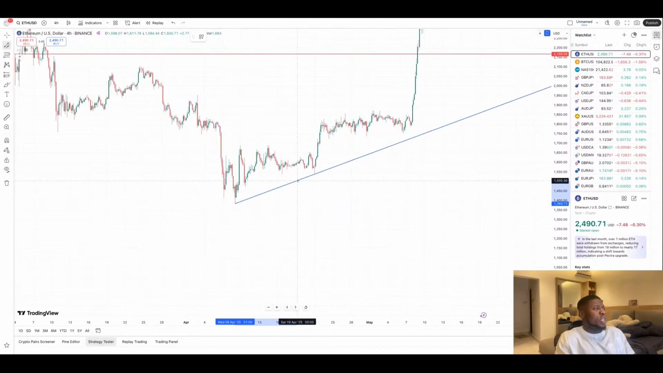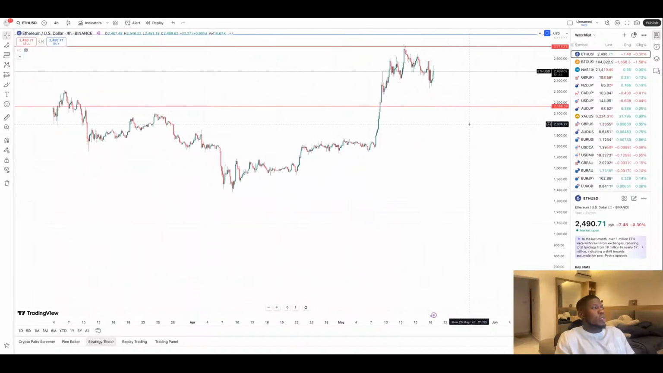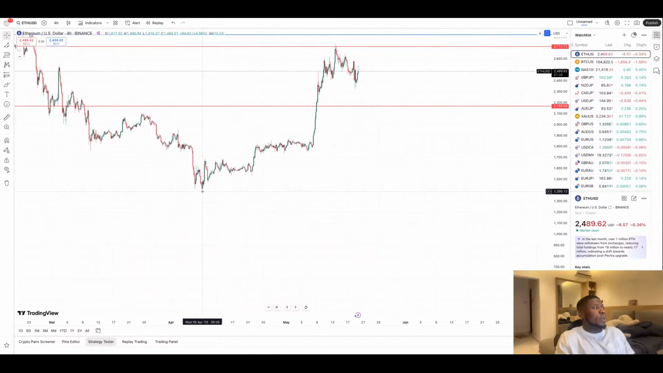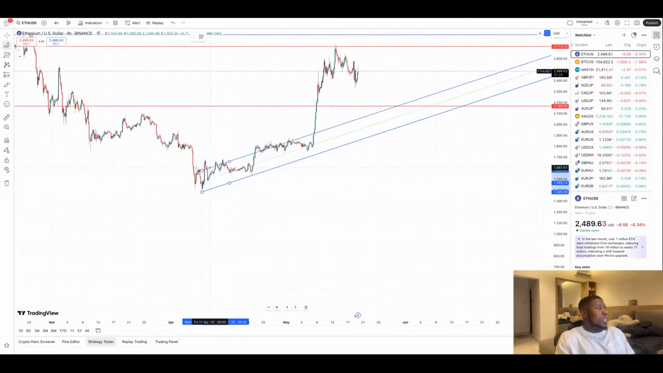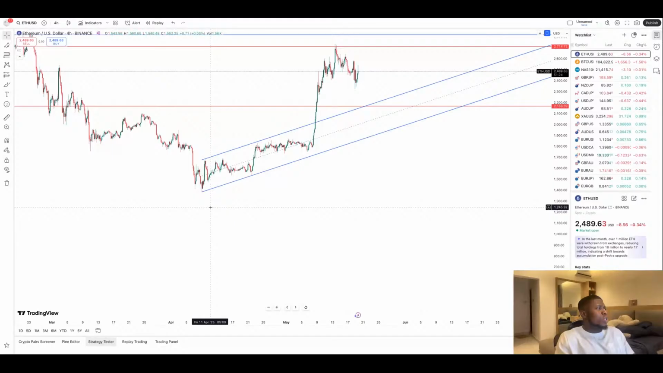So I'm taking my trend. Whenever you're drawing your trend, make sure you zoom out. So I'm drawing my trend from here to here. You connect the last two swing lows and the swing high. Make sure your trend touches the upper side and the lower part of it twice.